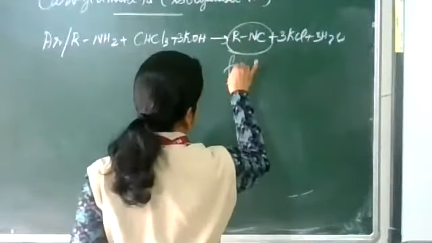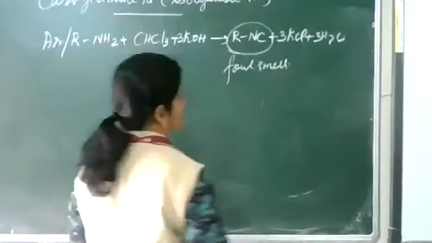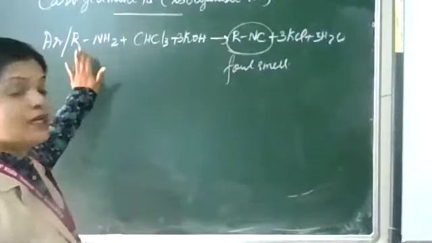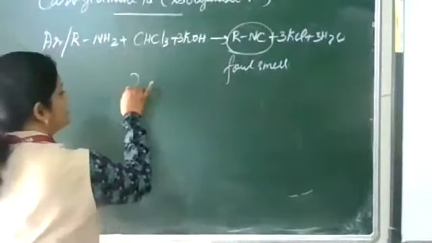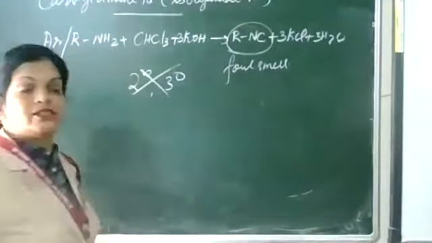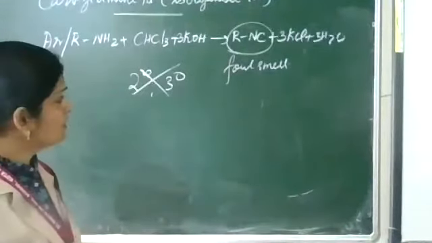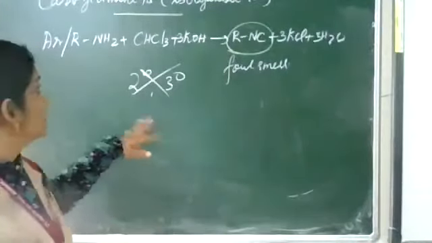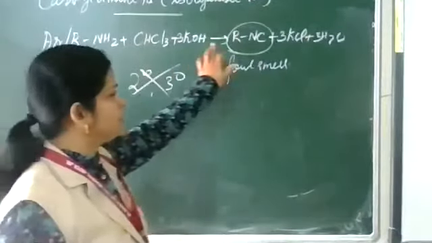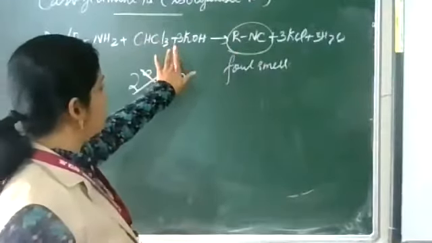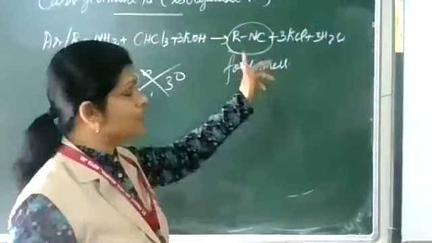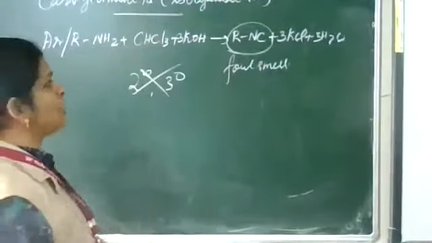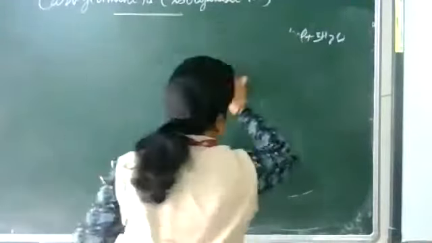Isocyanide has a foul smell. It is a poisonous gas, isocyanide. If you are getting this foul smell, then you have taken a primary amine; secondary and tertiary will not give this test. So this test can be used as a distinguishing test between primary and the others. Carbylamine reaction. Remember, all these are 3 CHCl3, chloroform, and 3 KOH, 3 KCl, 3 H2O. Whether it is aliphatic or aromatic, we get RNC. So that is the carbylamine reaction.